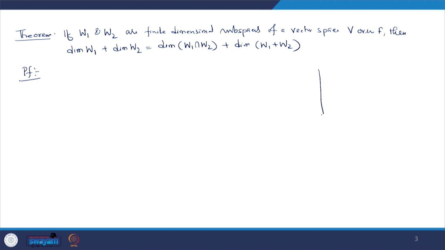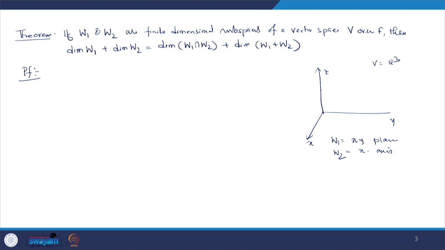Let me take V equal to R3. Now, let me consider W1, with axes x, y, z. So, W1 is the xy plane and W2 is the x axis. We know both of them are subspaces. Now, if I consider W1 plus W2, the sum of subspaces W1 and W2, this will give me simply the xy plane.